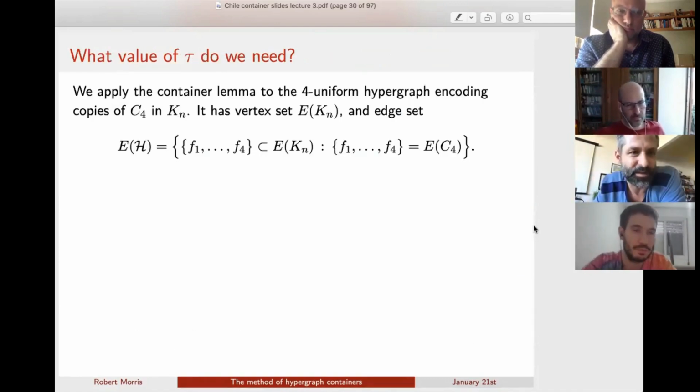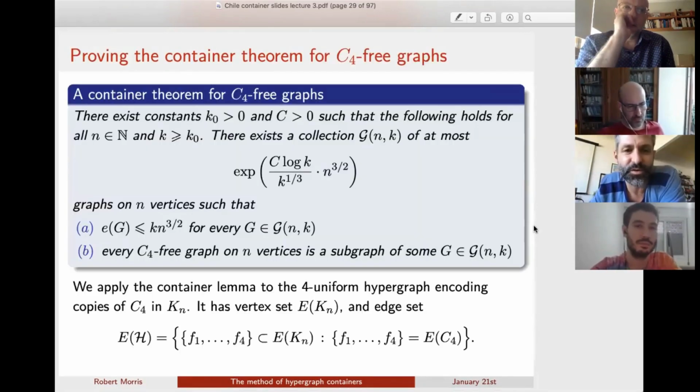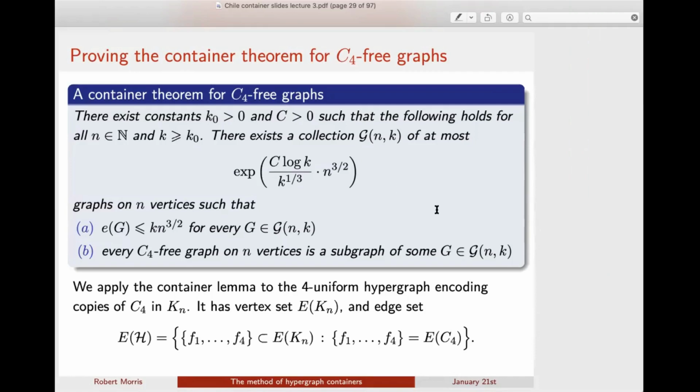Okay. So what's the value of tau that we need to prove this container lemma? Remember, the number of containers that you get in a given step is something like the number of vertices in the hypergraph choose tau times the number of vertices in the hypergraph. And in a given step of this application, what are we doing? We start out with this hypergraph on the edge set of the complete graph.